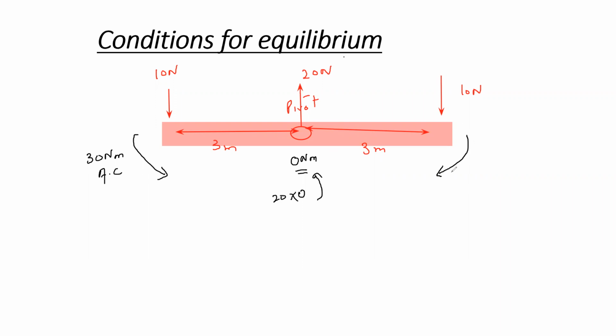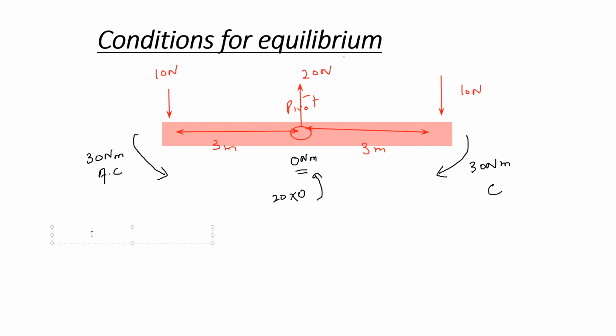And when we calculate the moment due to a force of 10 newton acting from the right hand side downward, that will produce 30 newton meter clockwise. And according to equilibrium, number one, there should be no resultant moment, the resultant moment should be 0, and the resultant force should also be 0.